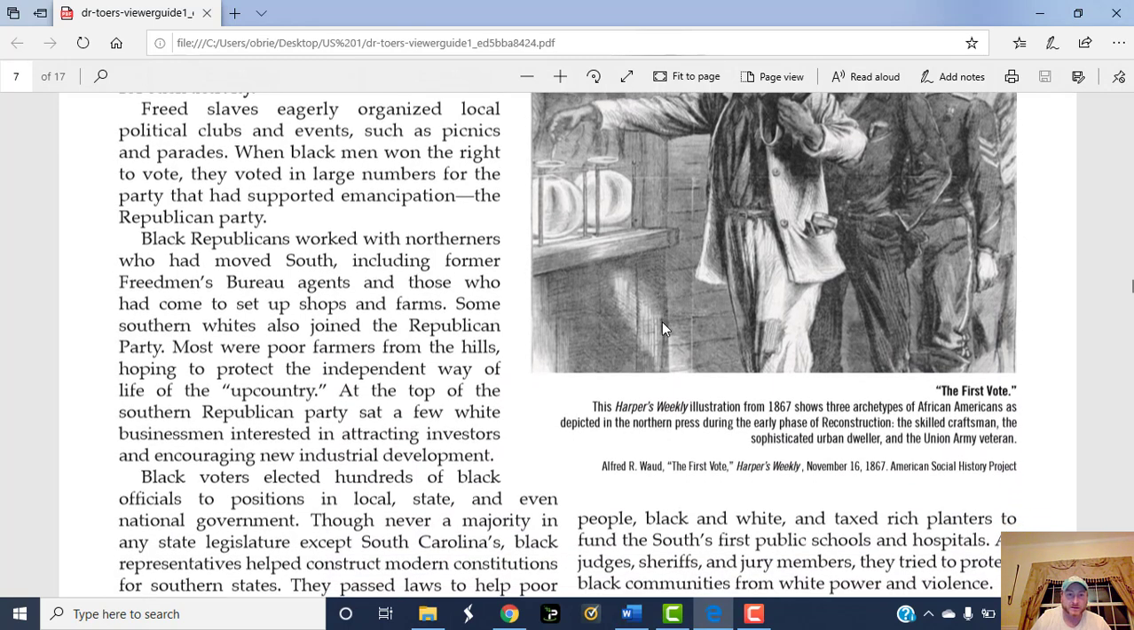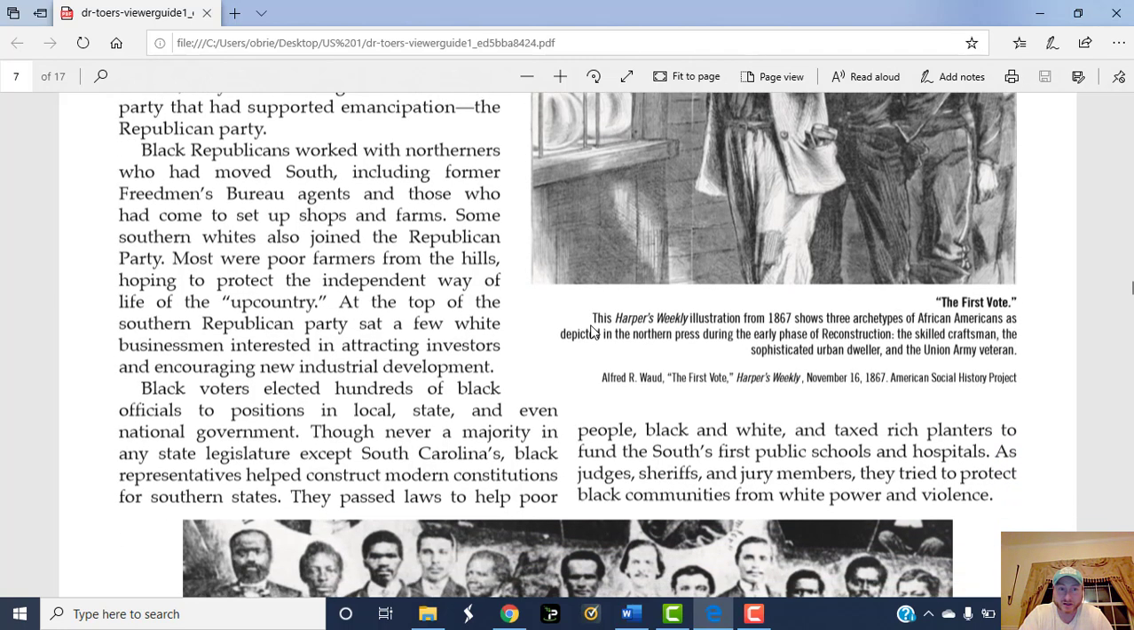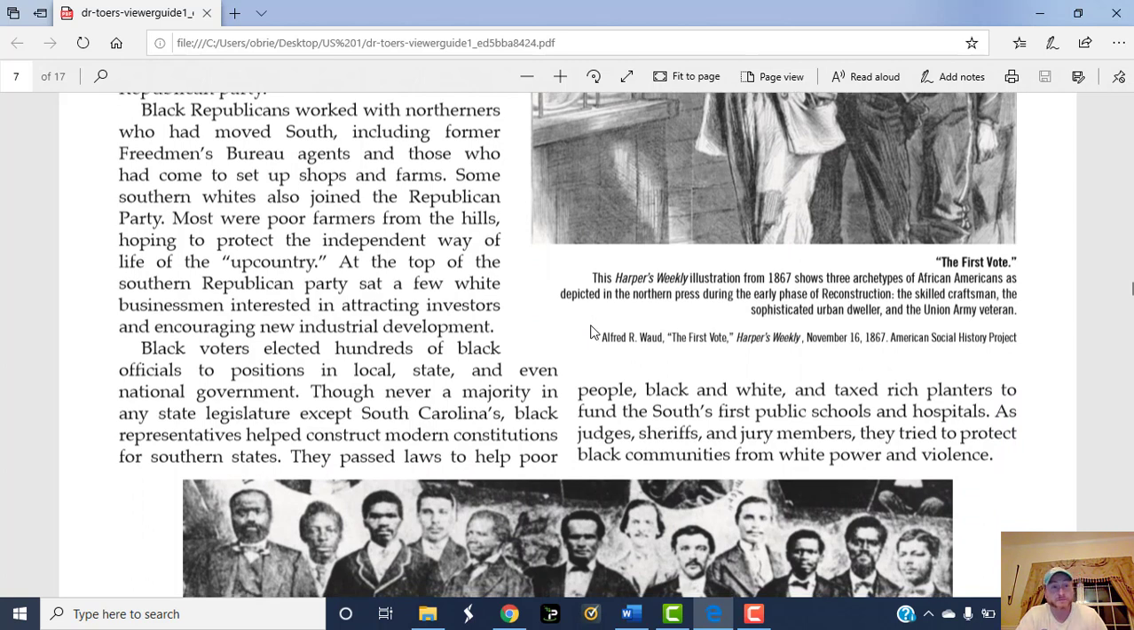Freed slaves eagerly organized local political clubs and events such as picnics and parades. When black men won the right to vote, they voted in large numbers for the party that had supported emancipation, the Republican Party. Remember that. It's a question, I believe, on your test. African Americans voted Republican. They didn't begin to change until 1932, FDR.